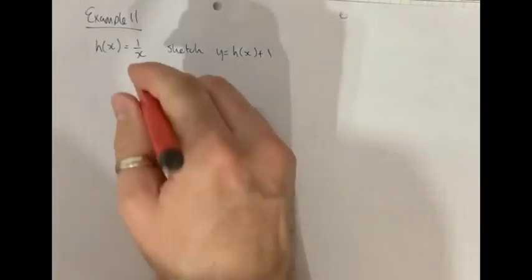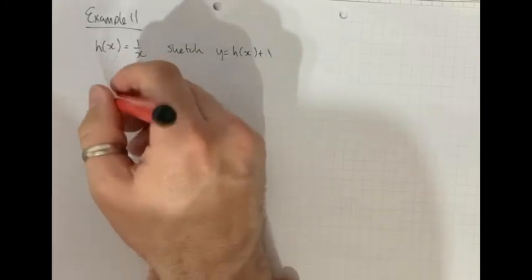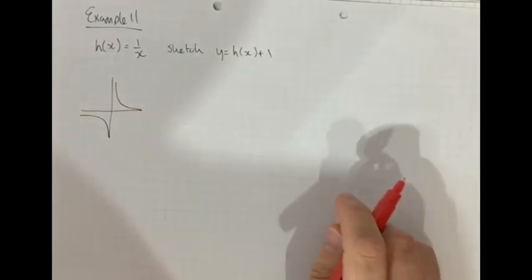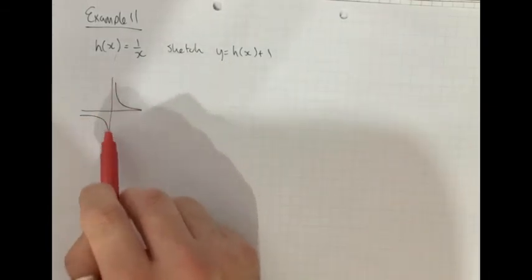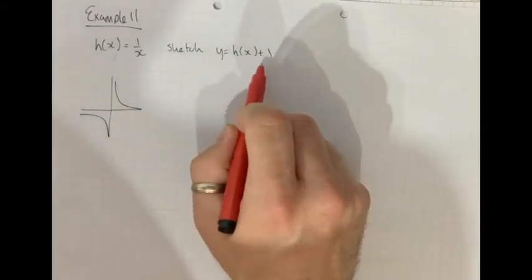Example 11 first asks us to sketch h of x plus 1, where h of x is a reciprocal graph. We should know what the reciprocal graph looks like. It just looks like that, asymptotic to the x-axis and y-axis. That one looks like it touches it, it's not meant to. We need to sketch h of x plus 1.